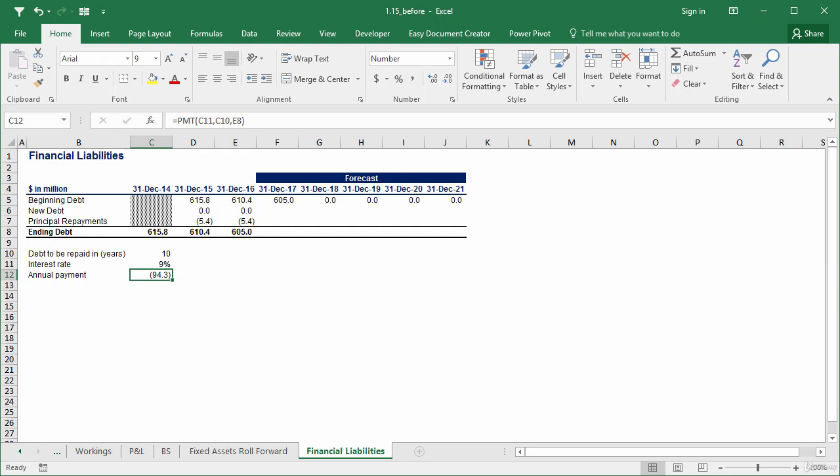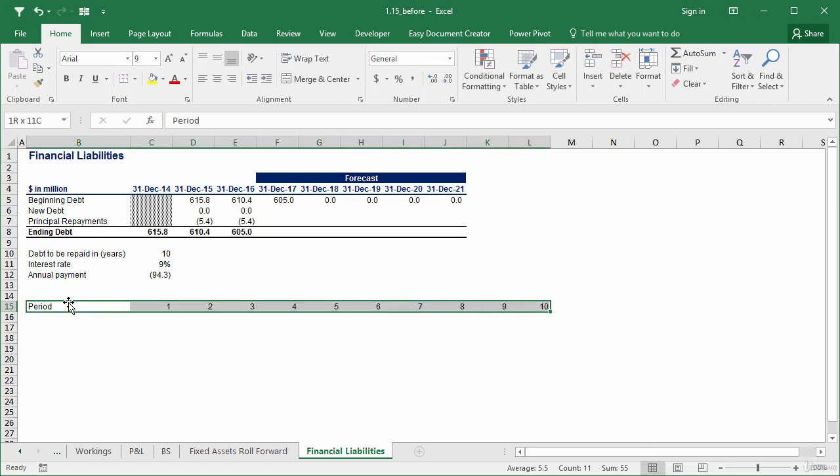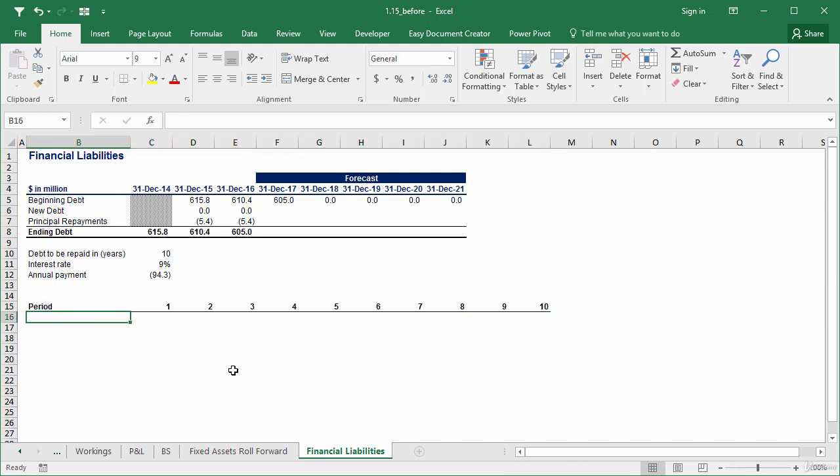Let's create a mini table that will help us determine what portion of this amount is for interest expenses and how much the residual debt is that remains after every repayment. We have 10 periods. The 4 rows of the table should be payment, interest expense, debt repayment, and residual debt.